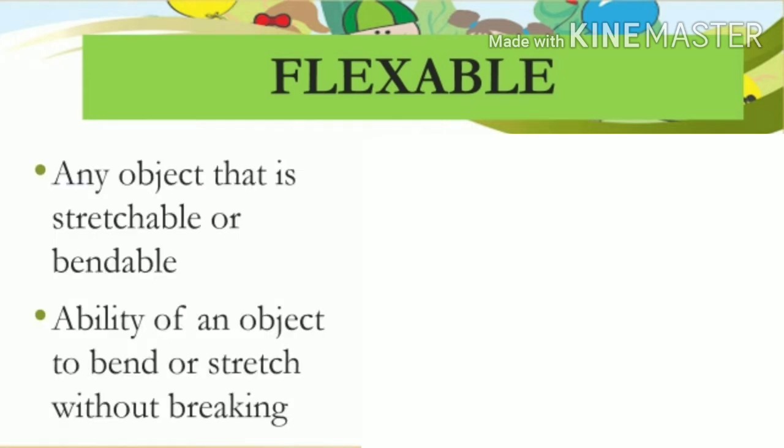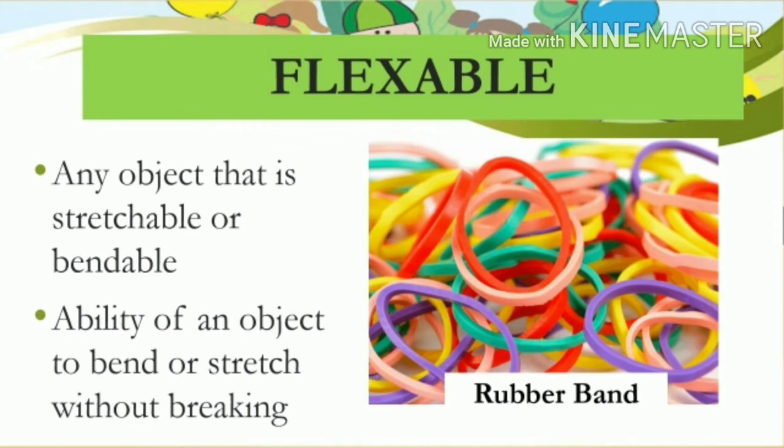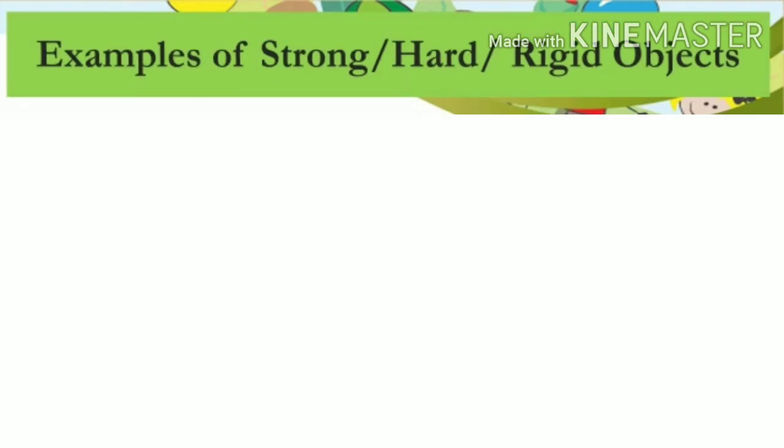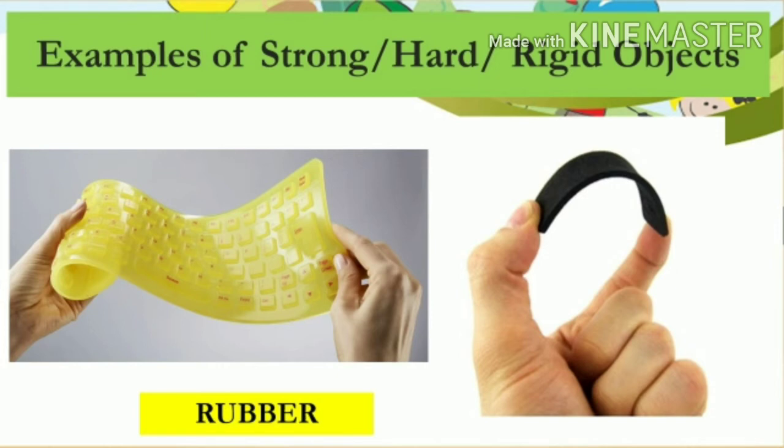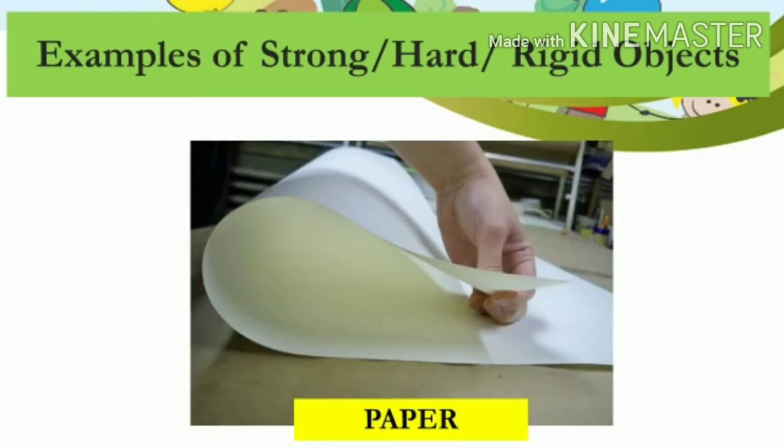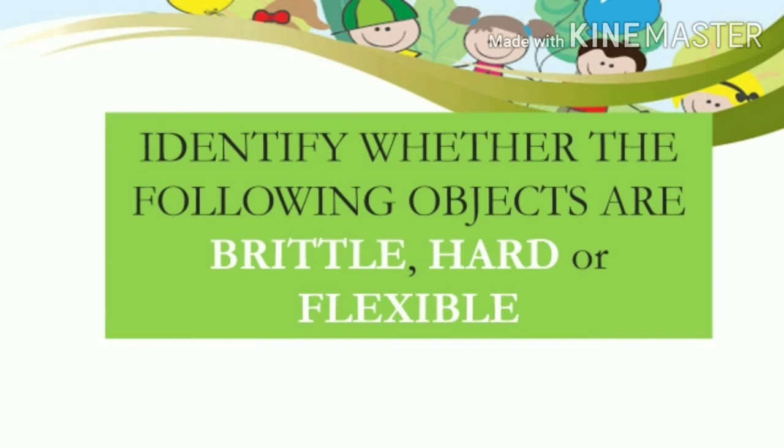Another property of matter is flexible. What is flexible? Flexible are any object that are stretchable or bendable. It is the ability of an object to bend or stretch without breaking. An example of a flexible object is a rubber band. Other examples of flexible objects are different kinds of rubber, paper, and more. Paper is not stretchable, but it is bendable. That is why it is considered a flexible object. Now, let us identify whether the objects are brittle, hard, or flexible.